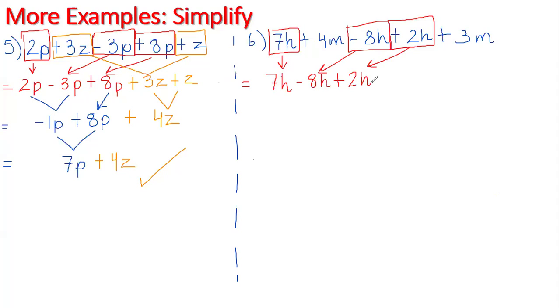Good. And then we gotta put all the M's together. It's gonna be 4M, plus 4M. Yeah, those two. So 4M and 3M. It'll be plus 4M.